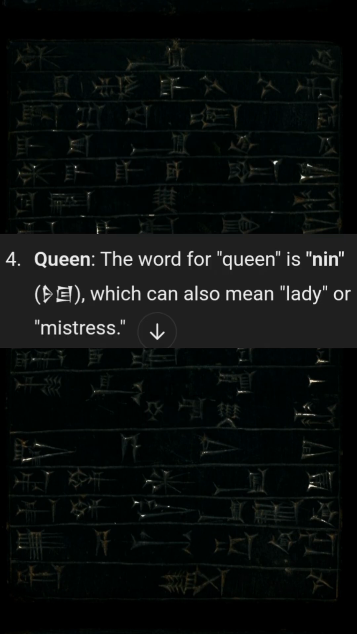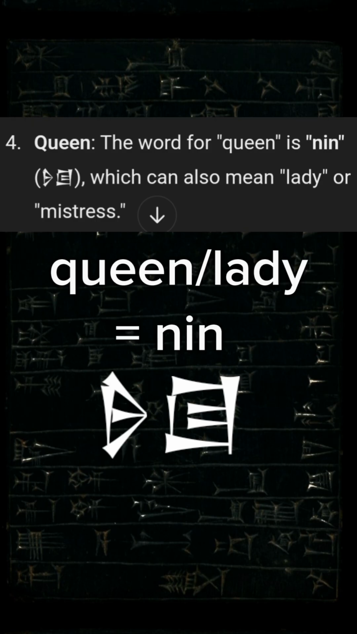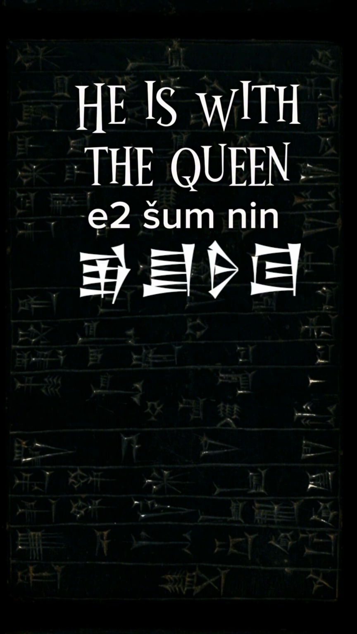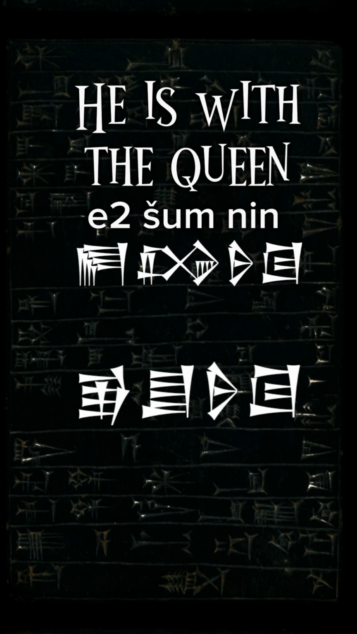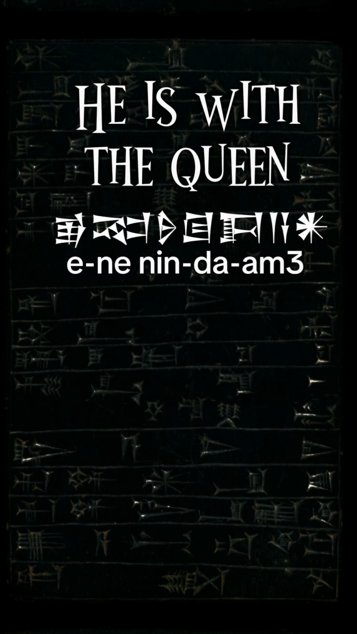But the final part of this question, ChatGPT actually got correct. Queen or lady is nin, and it's represented by this sign. So to sum up, ChatGPT said that "he is with the queen" is said in Sumerian Etu Shum Nin, and is represented by these signs. However, Etu Shum Nin is actually represented by these signs, which would actually translate as "the slaughterhouse queen", and you would read these signs as a shunin, and is completely grammatically incorrect, but as base values could translate as "speaking hand queen". But the correct way to say "he is with the queen" in Sumerian is ene ninda'am.